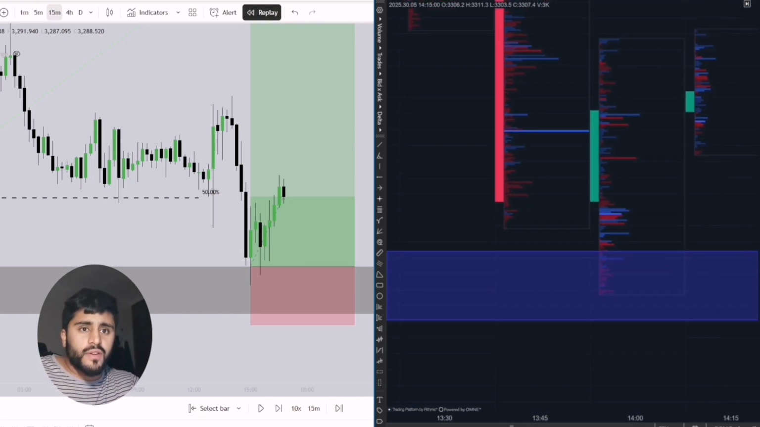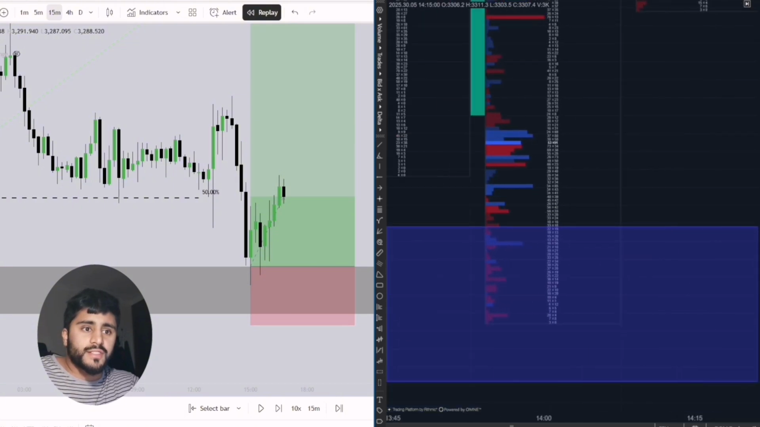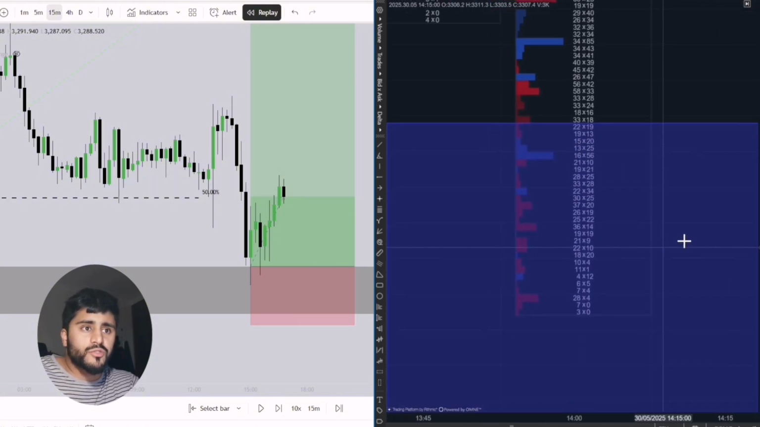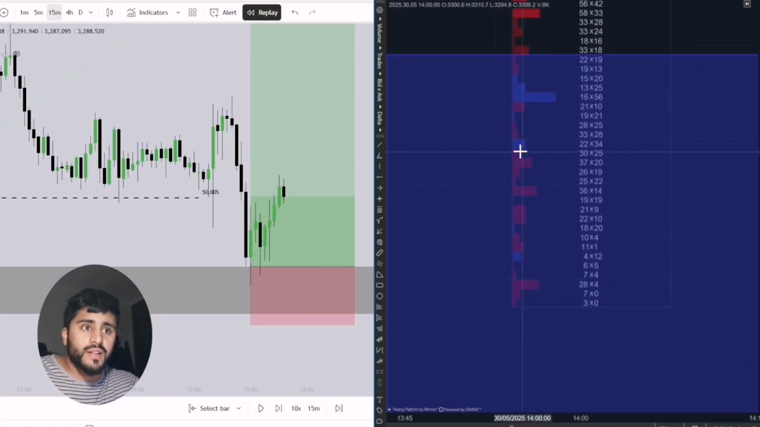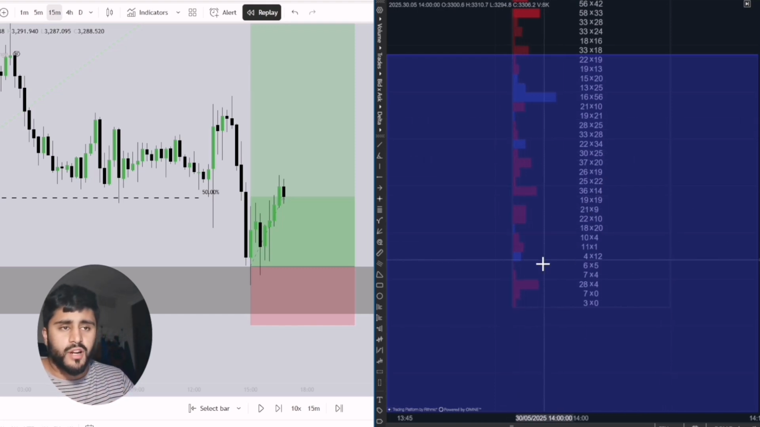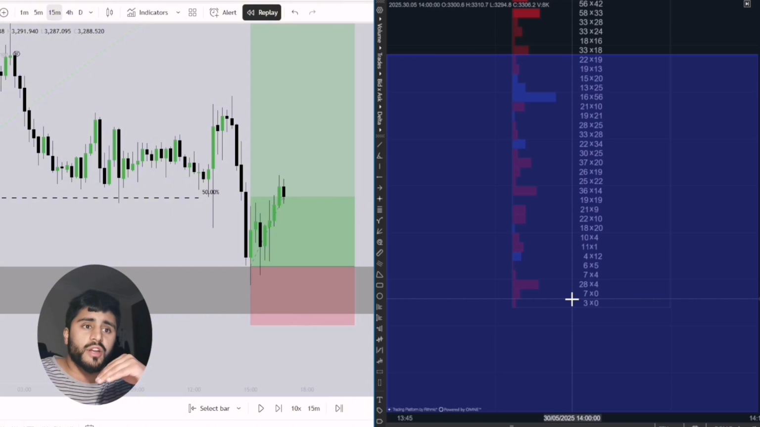So if you just take a look over here into this candle, what do you see inside of the fair value gap? Well, we see lots of red delta. Just over here, we see red delta, red, red, red, red. So we see a lot of red delta, but the market failed to actually break below the zone.